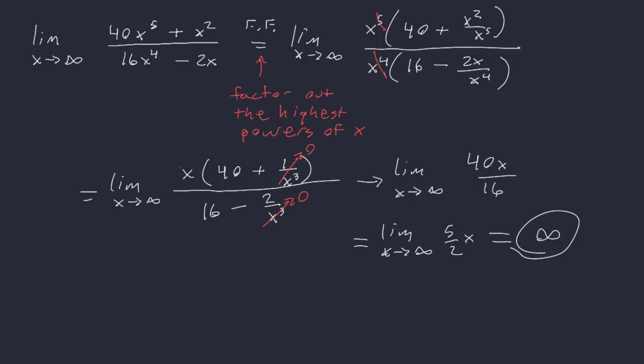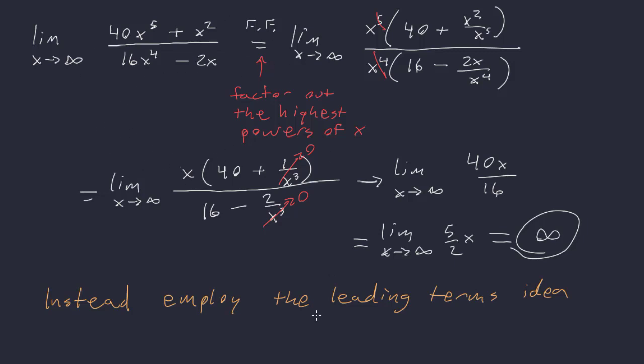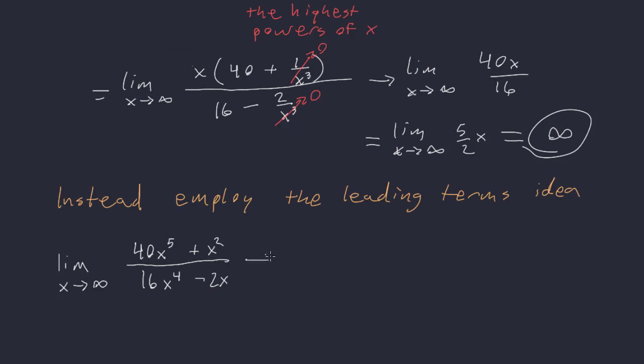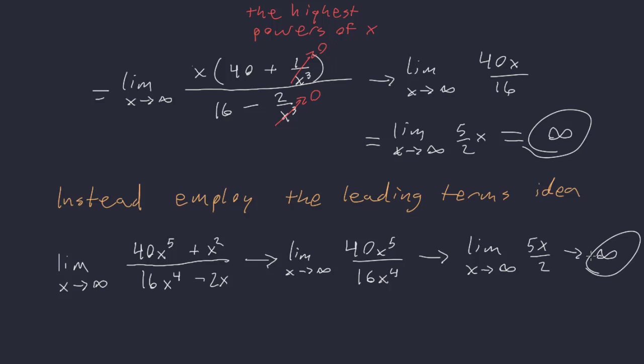If we instead employ that leading terms idea that we talked about last time and do this same limit, and I just think about the leading terms of the top and the bottom, this will be the limit as x goes to infinity of 40x to the fifth, that's the leading term of the top, over 16x to the fourth, that's the leading term of the bottom. That's going to simplify down to the limit as x goes to infinity of 5x over 2, the same thing we got here, which is going to go to infinity. That is a way quicker way to do it, of course, but behind the scenes is all of this incorporating the constant over infinity case as we go along. This is just taking the leading term of the top and bottom, and then simplifying.